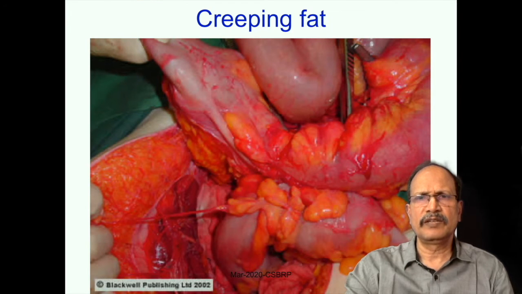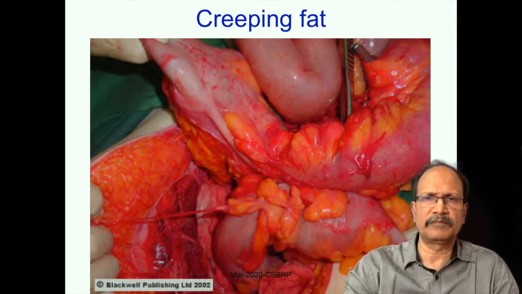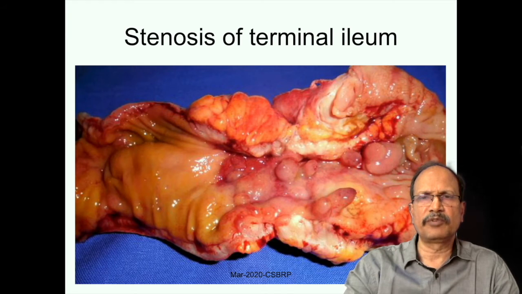In addition, because inflammation involves the entire thickness of the wall of the intestine, there may be a reaction mainly in the form of creeping fat. Creeping fat means omentum or surrounding fat encroaches onto the inflamed area, and this is a very typical sign of Crohn's disease. Because of fibrosis and thickening, it results in what is known as stricture formation and narrowing of the intestinal passage.